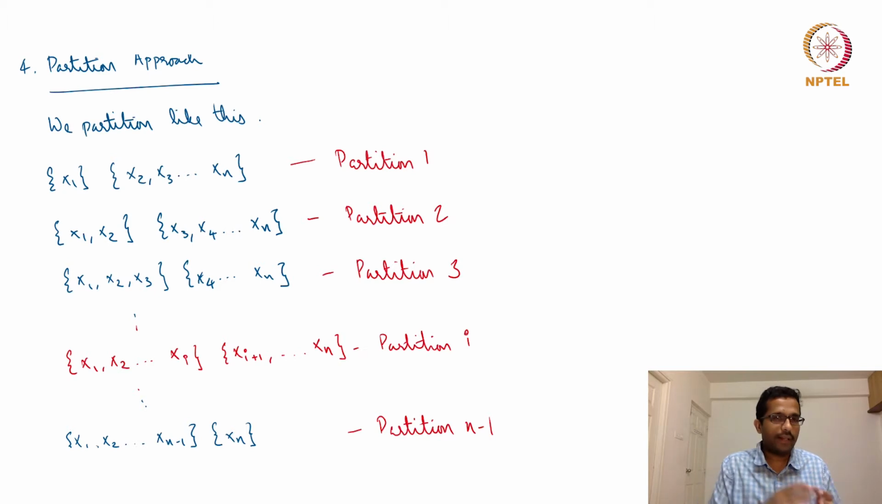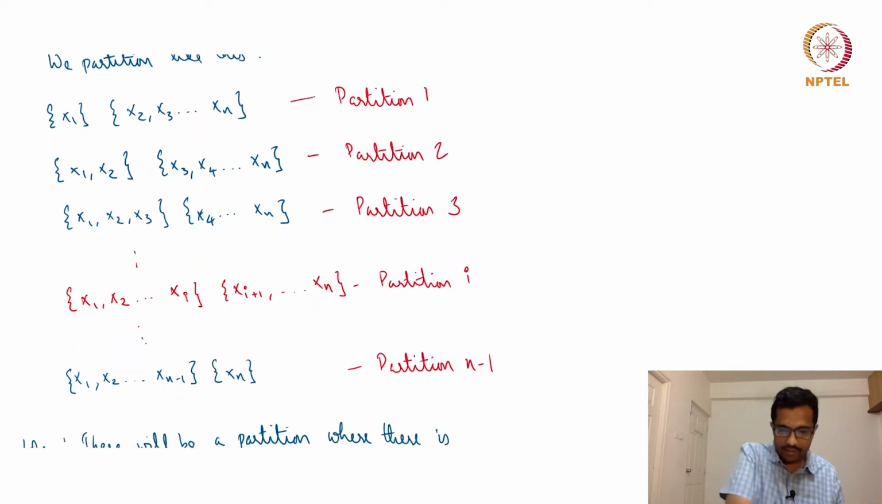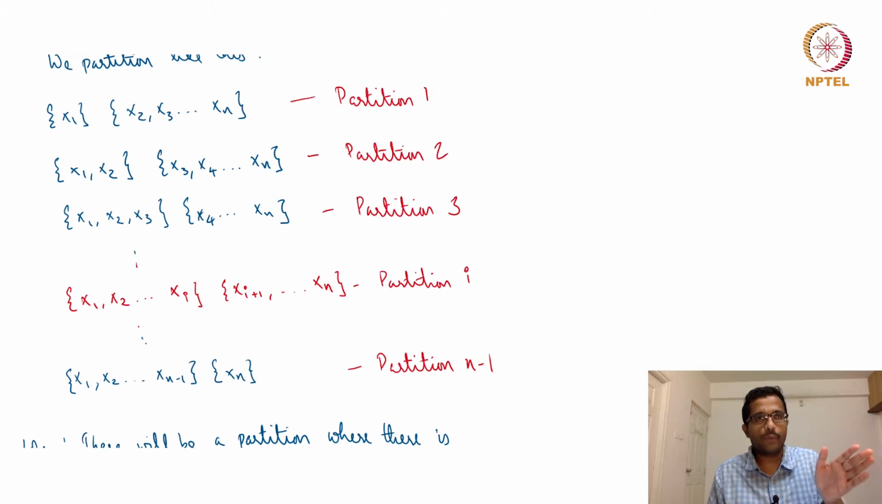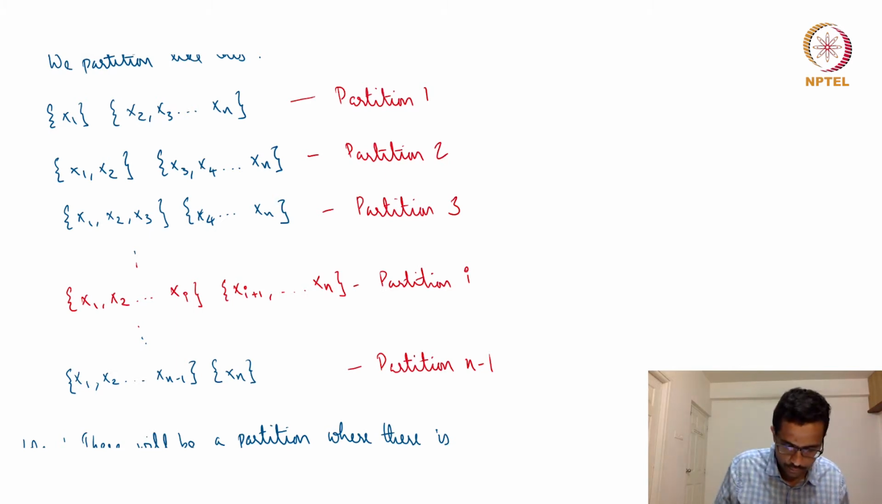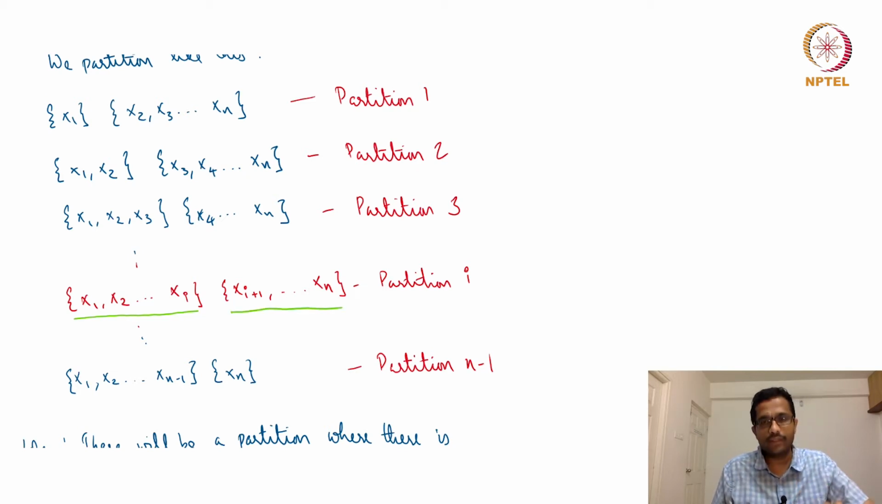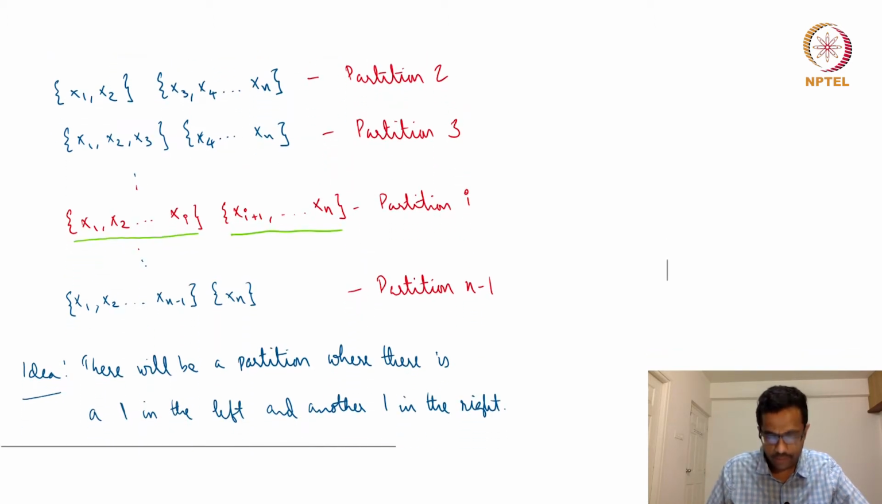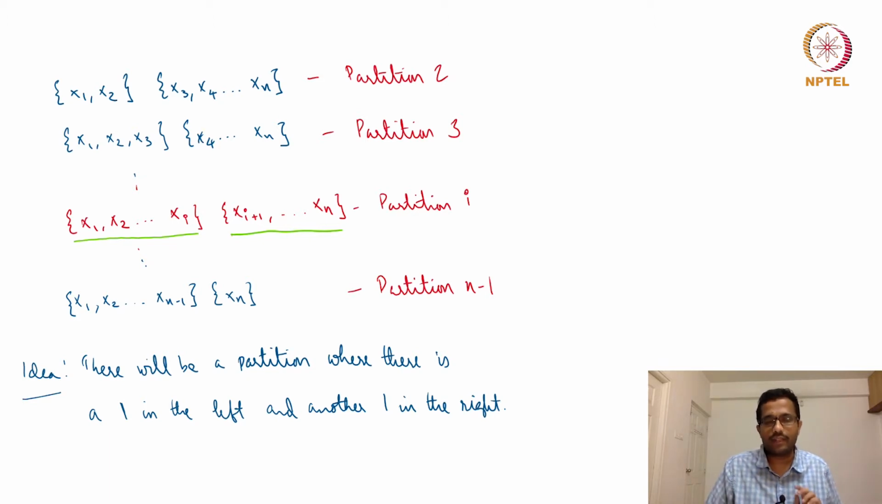One way is x1 on one side and everything else on the other side. Then x1, x2 on one side and x3, x4 and the rest on the other side. Then x1, x2, x3 on one side and so on. So we consider partitions up to a certain i. In the general situation, it is x1 to xi on one side and xi plus 1 to xn on the other side. There are n minus 1 such partitions that we can consider.